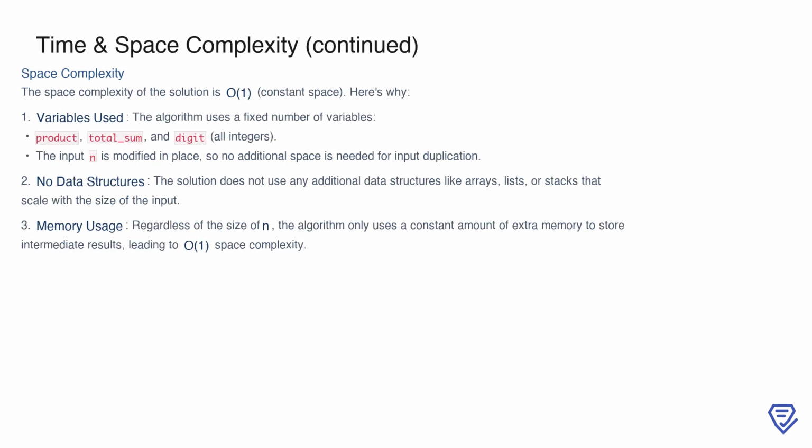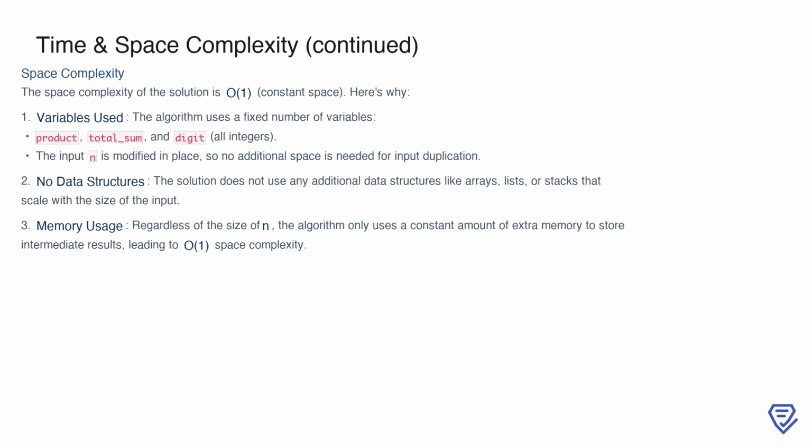The space complexity of this solution is O(1), meaning it uses a constant amount of extra memory. This is because the algorithm only uses a fixed number of variables, such as product, total_sum, and digit, all of which are integers. Additionally, the input integer n is modified in place during the process, so no extra space is allocated to duplicate or store the original input.